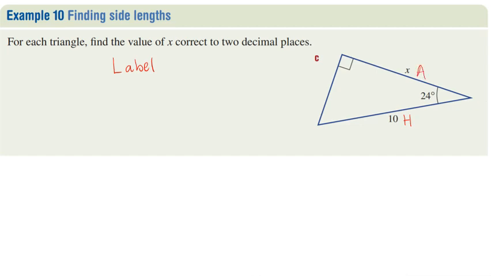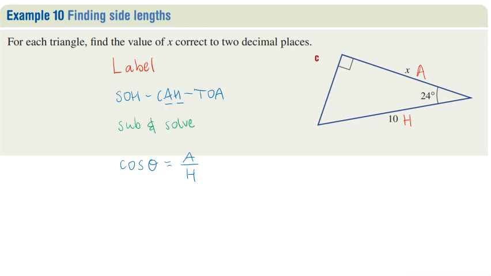Next, I need to decide if I'm going to use SOH, CAH, or TOA. So we've got for this triangle A and H, so it's cos. So I write out my cos ratio, A over H, and my last step is I substitute in the values from the triangle and then solve.